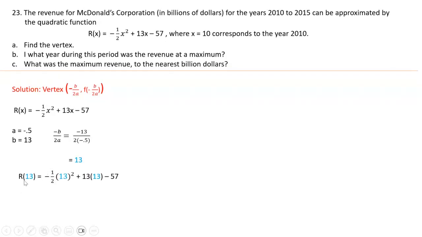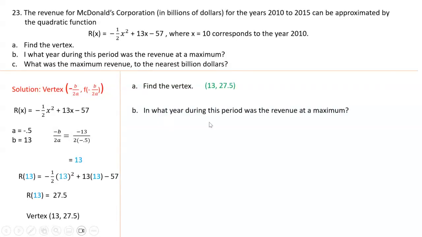Now I'm going to evaluate the function at 13, R of 13, which means I'm going to plug in 13 for every x in the revenue function. We put it in the calculator, and it's going to give us 27.5. So for part A, that's my vertex. The vertex will be (13, 27.5).